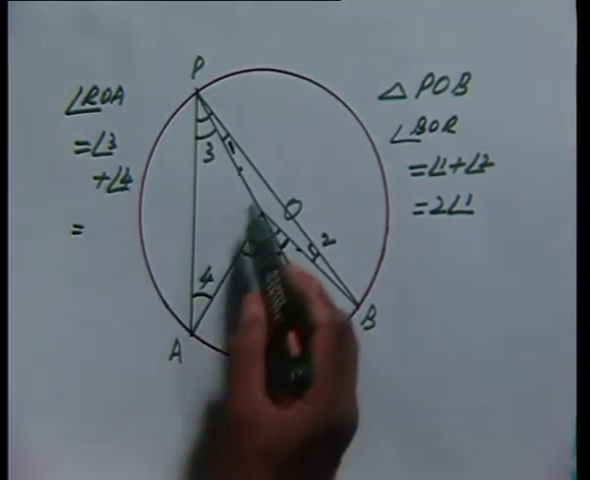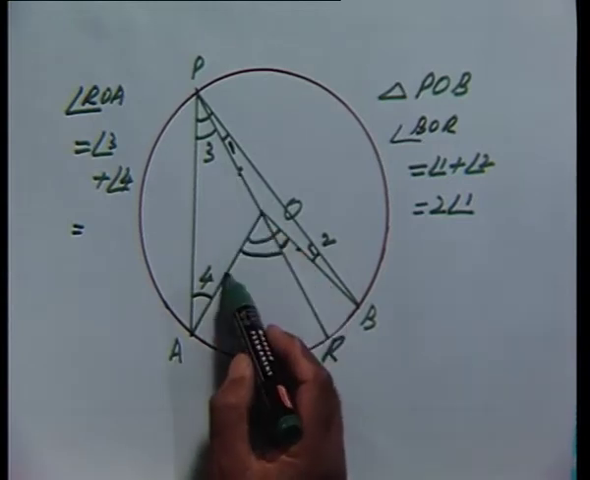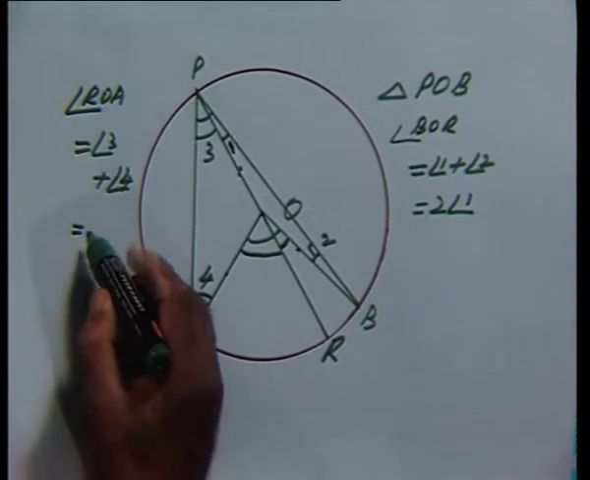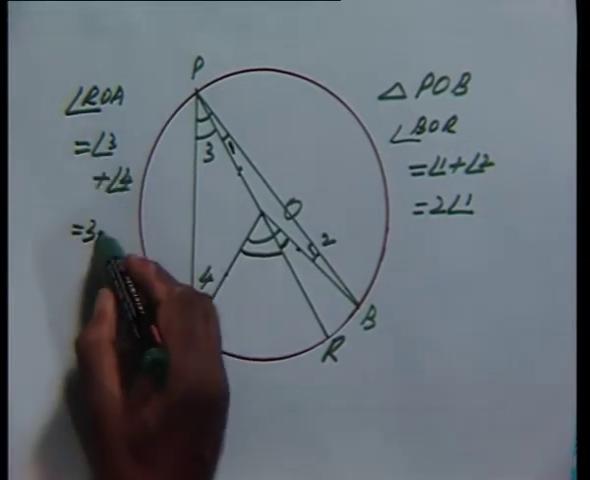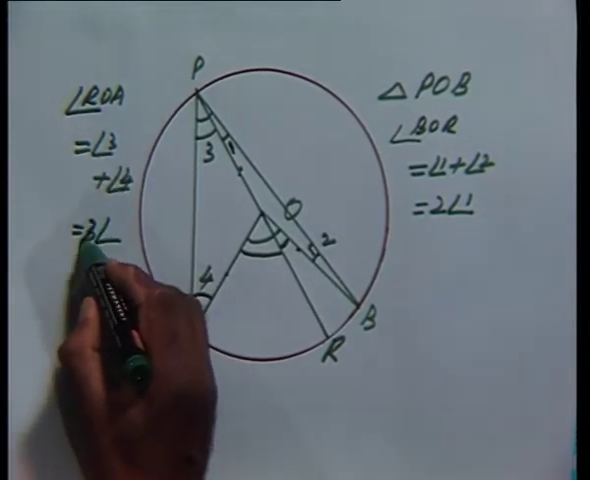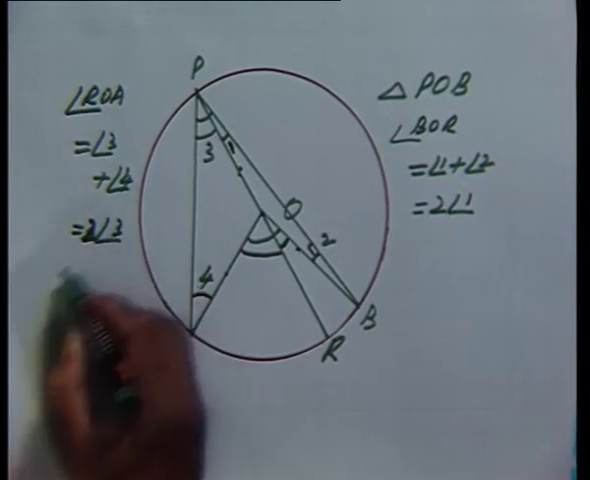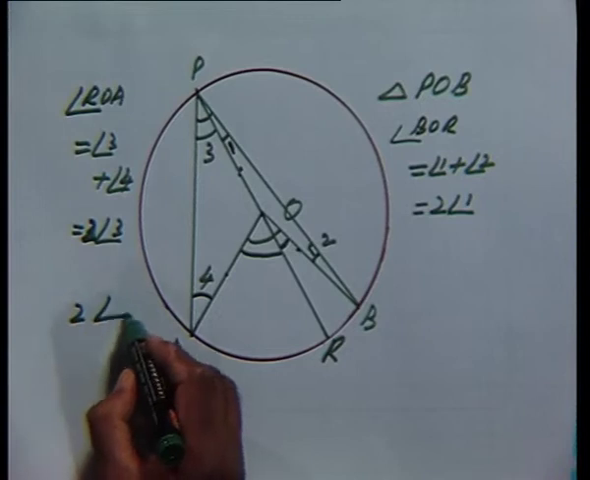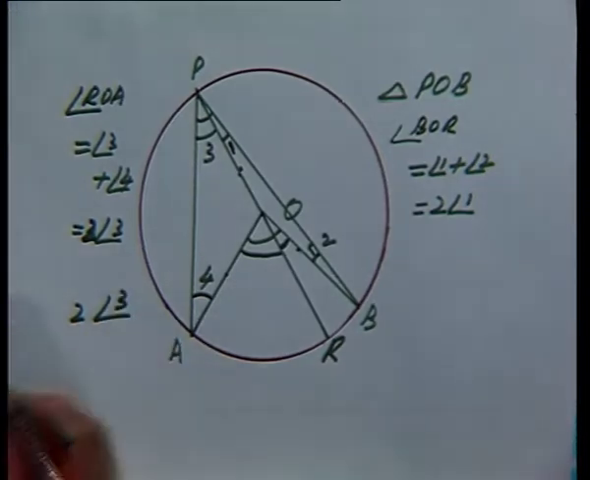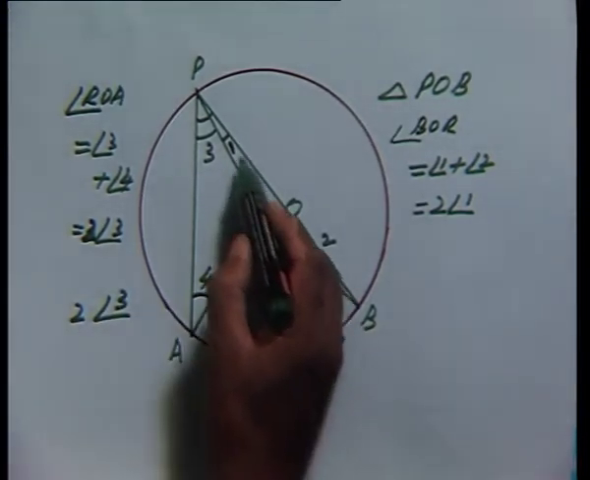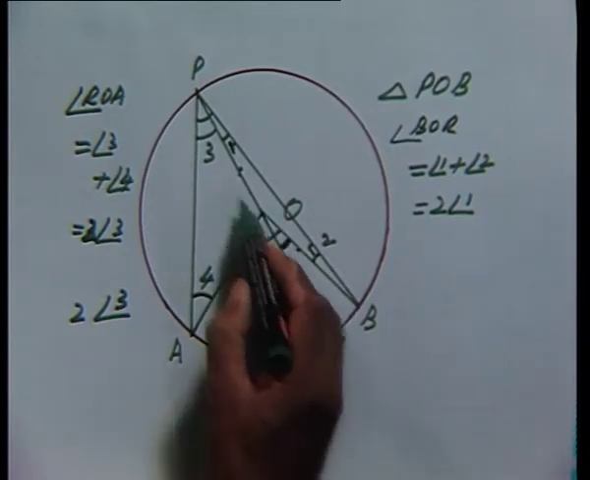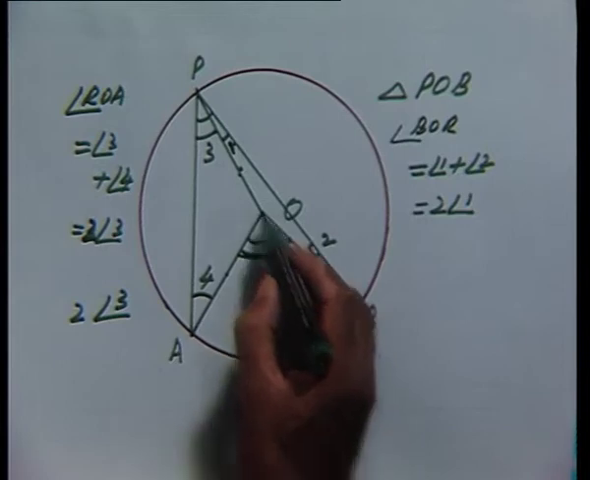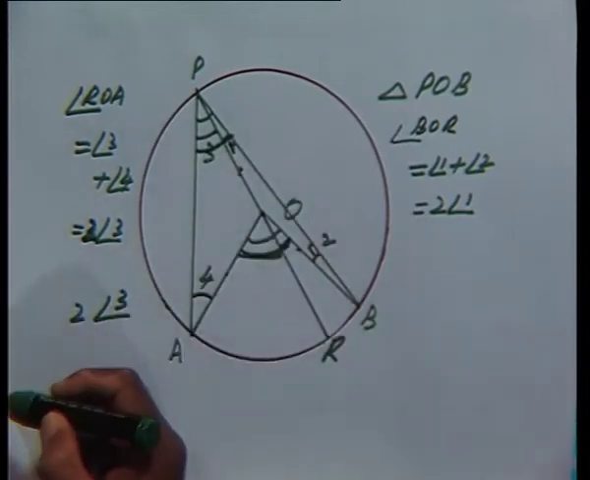Likewise, here this is the radius, this is the radius, these angles are equal. So, I can say that this sum is nothing but twice angle 3, that is double of angle 3. This angle is double of 1, this angle is double of this. What happens? The whole is double of this whole.